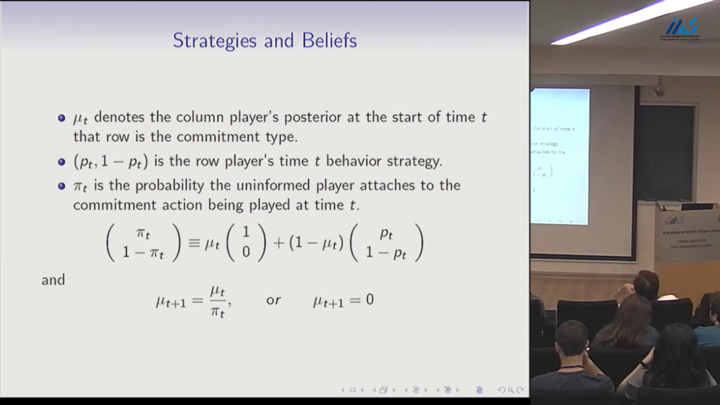And the nice thing is, once we have pi here, Bayes' theorem is really easy because updated beliefs are just previous beliefs divided by the probability the commitment action was played. So that's Bayes' theorem. Okay? So a little bit of extra notation, but we're on our last half hour, we can do it. Okay.